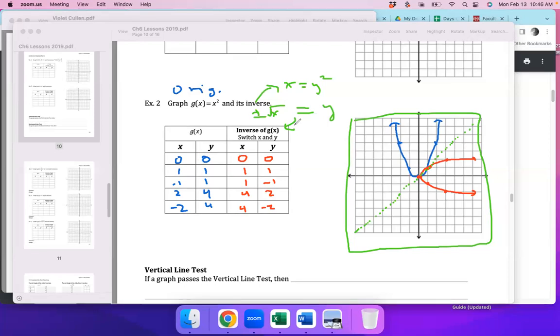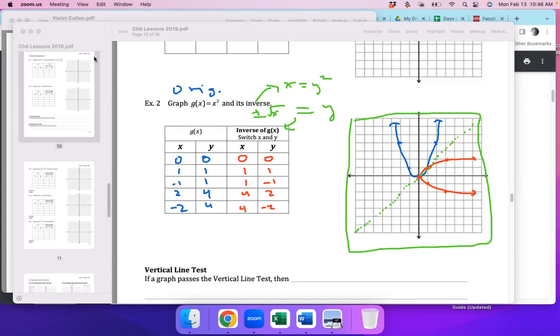Because I had to switch X and Y and solve for Y. But what I'm also trying to show you guys is what happens graphically with inverses. Just switch the numbers and plot the points. Yep, that's it. As we should, because that's how you did it algebraically, right? Algebraically, we switch X and Y, so you do the same thing graphically too. So I'm just trying to show you graphically what's happening as well.